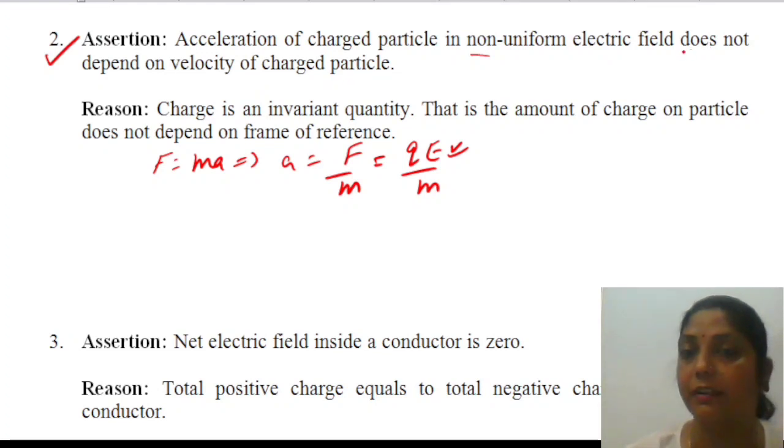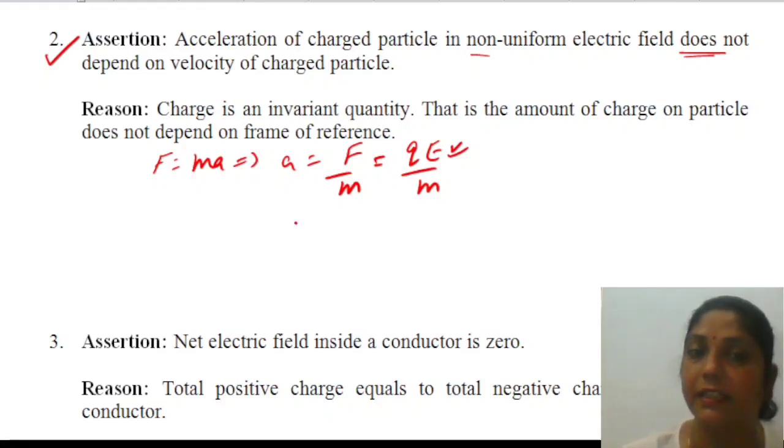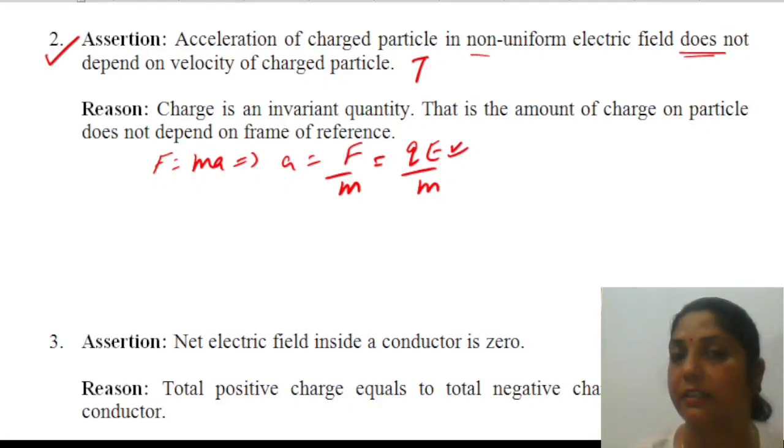But does this acceleration depend on the velocity of the charged particle? Here it is written "does not" depend. Guess the correct answer. Yes, this statement is true: acceleration does not depend on the velocity of the charged particle. It changes with the change in electric field. So this statement is true. Now read the second statement, the reason: charge is an invariant quantity, that is, the amount of charge on a particle does not depend on the frame of reference. Is it true or false?